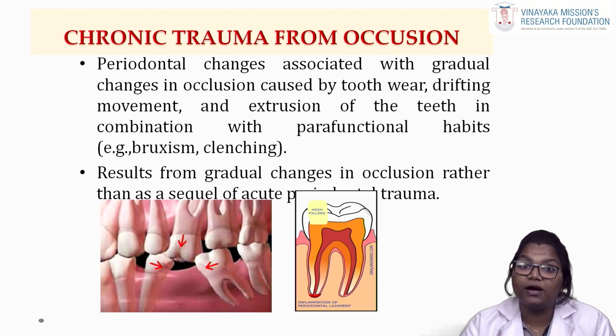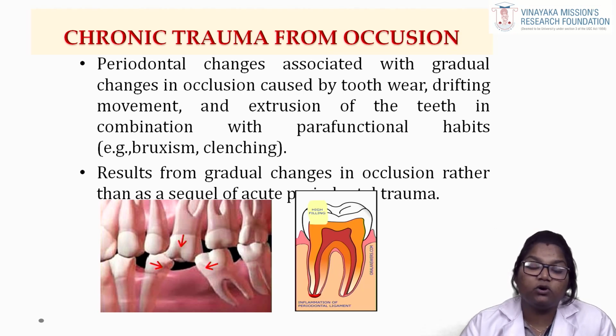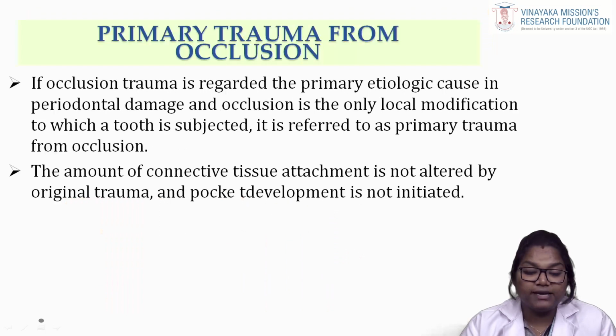All these are considered to be your parafunctional habits. All these together will cause your occlusal changes, and it's not going to be a sequel of your acute trauma. So we had your acute trauma from occlusion and your chronic trauma from occlusion. Chronic trauma from occlusion is not because of your primary or your acute trauma from occlusion.